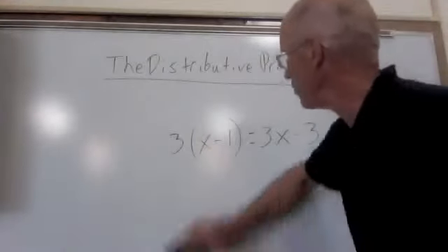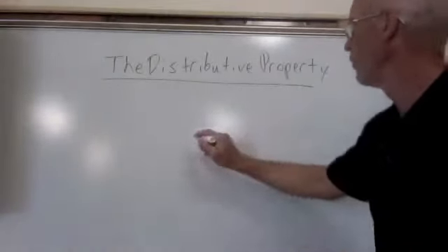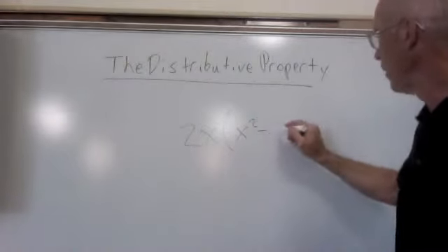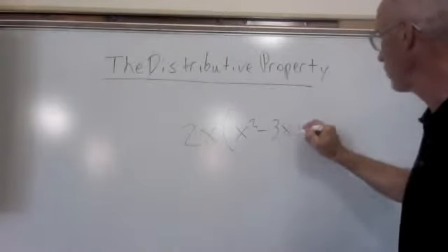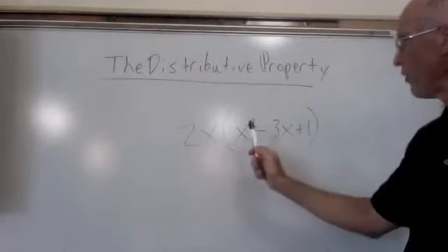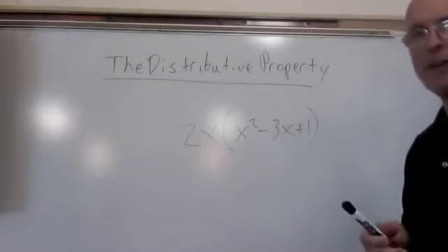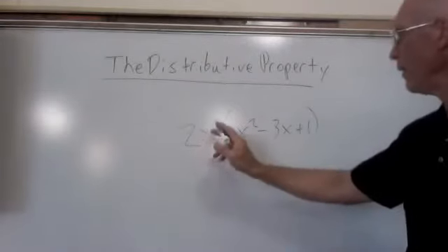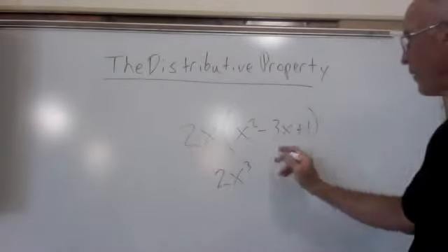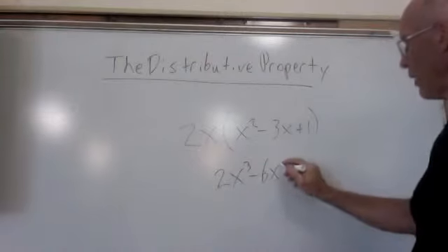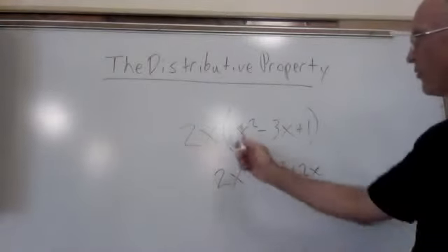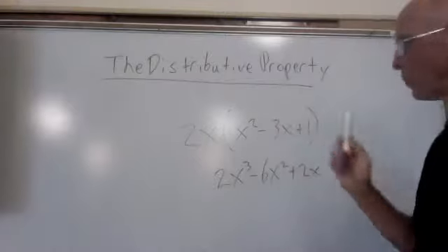If you have something more complicated, it shouldn't really throw you. What if it was 2x times x squared minus 3x plus 1? Well, you're just going to distribute it. 2x times x squared, we probably haven't learned this yet, but you're going to learn it soon, it's going to be 2x cubed. 2x times negative 3x is negative 6x squared. And 2x times 1 is 2x. So the 2x just gets distributed to each person in parentheses.